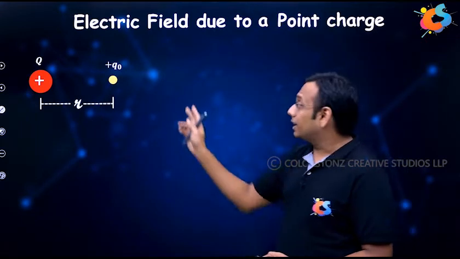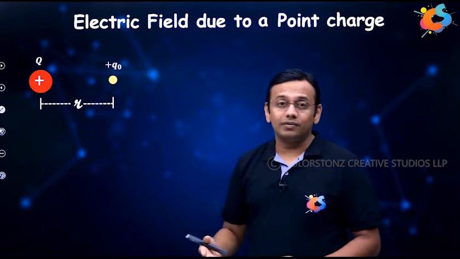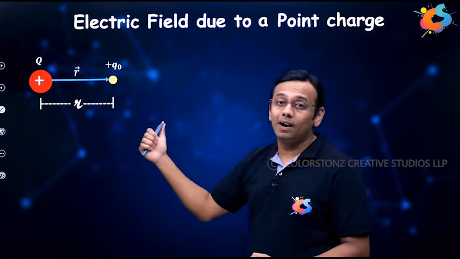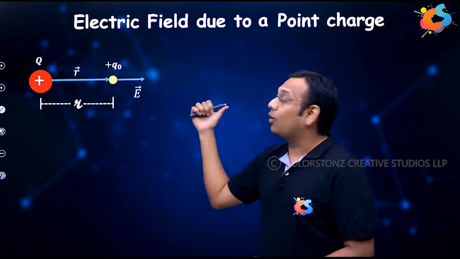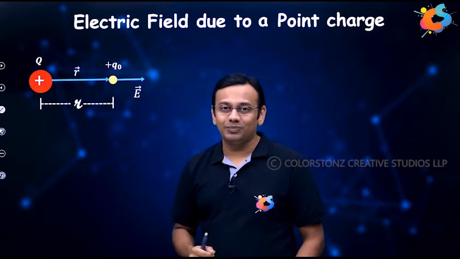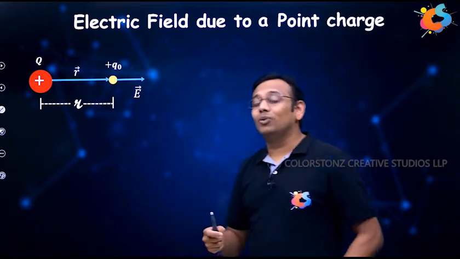We know that if both charges are positive, then there is going to be a repulsive force acting on this particle in the direction of the position vector. And the electric field is also going to be in the same direction. Now, how did we define electric field? Just try to recall that.